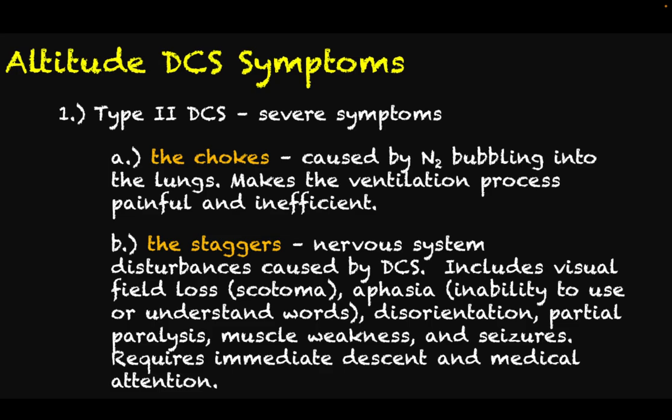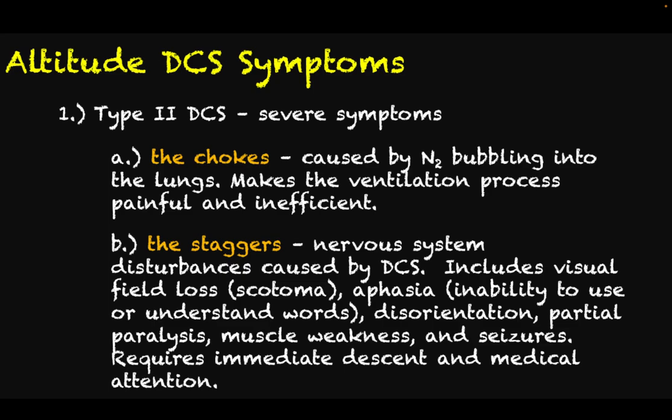Then you have the staggers, which is going to consist of a variety of nervous system disturbances, and this will include all sorts of things like visual field loss, which is called scotoma, aphasia, which is the inability to use or understand language or words, disorientation, partial paralysis, muscle weakness, seizures. So these are all things that are associated with our brain and our nervous system's ability to process incoming information and then put out orders and instructions for the rest of your body to do things.